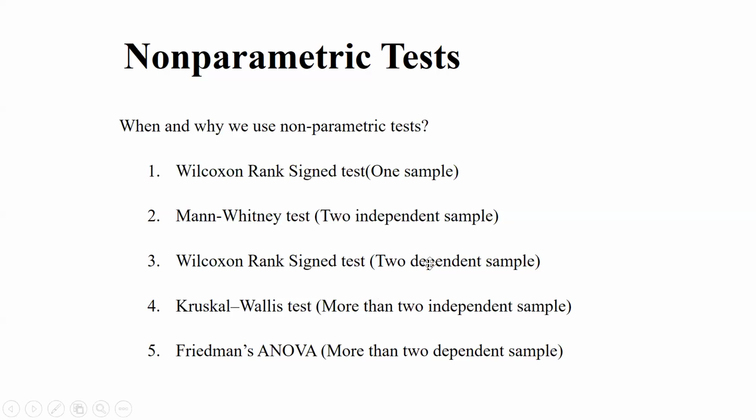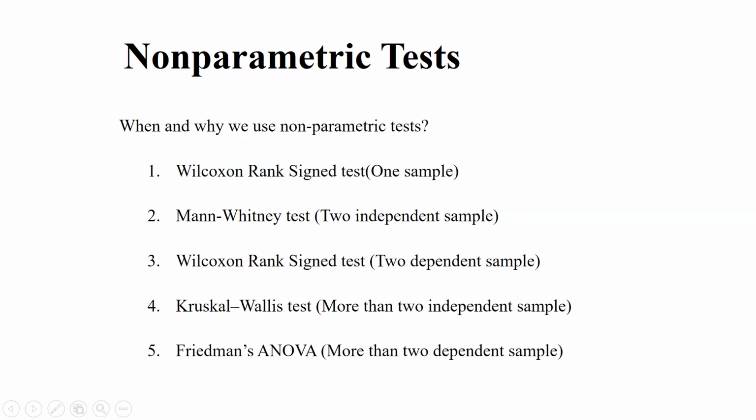Third test, two dependent samples, two related samples or paired samples. Terminology is the same, all three mean the same thing. So if we have two dependent samples like paired samples, and the assumptions of the paired or dependent samples are not fulfilled, then we will apply the Wilcoxon rank sign test.